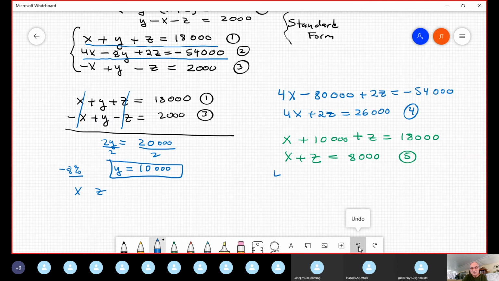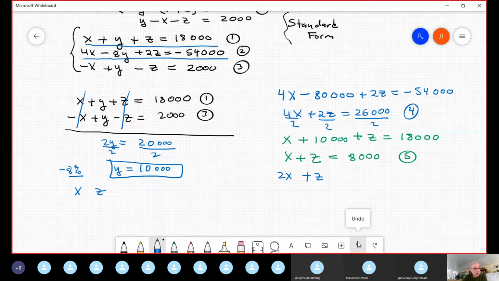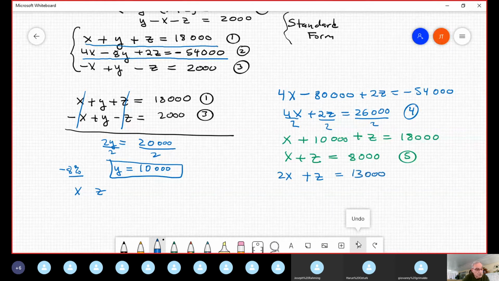There are many ways. I can see equation number 4. In order to simplify a little bit, you must divide it by 2 because it's an even number. So equation 4 actually is not like that. It's 2x plus c equal 13. 13, no? 13. You see?